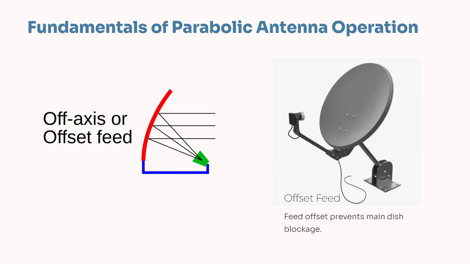Advantages of offset design: reduced blockage. Because the feed and support structures are positioned off to the side, they do not block any part of the reflecting surface. This leads to a clearer, more effective path for signal reflection. Improved efficiency: with no blockage, the entire aperture of the reflector is available for signal reflection, which increases the antenna's overall gain and performance. Lower side lobes: offset feed antennas tend to have lower side lobes compared to centrally fed parabolic antennas, which can reduce interference from unwanted signals.